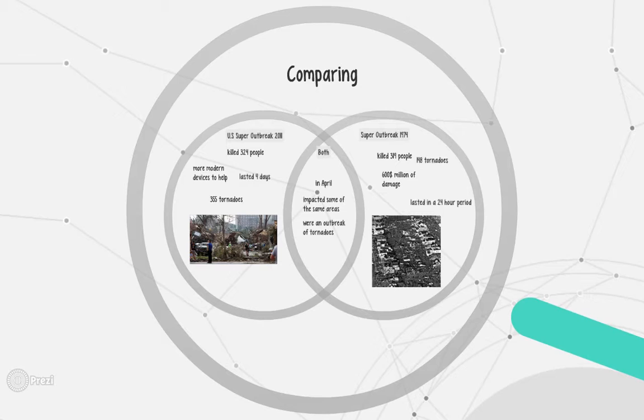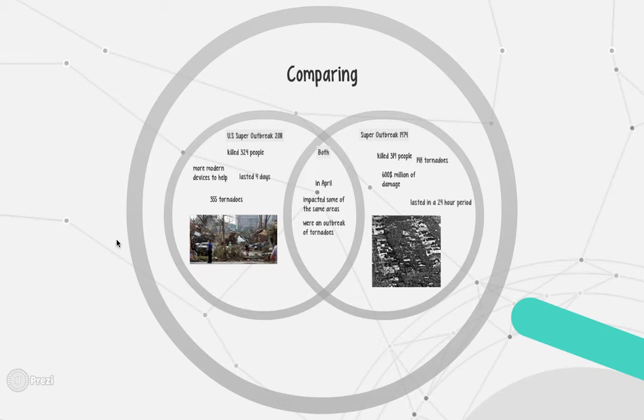Compare it. I compared the U.S. super outbreak in 2011 to the super outbreak in 1974. Both of them happened in April, impacted some of the same areas, and were an outbreak of tornadoes, not just one. The U.S. super outbreak 2011 killed 324 people, but however, it had more modern devices to help.